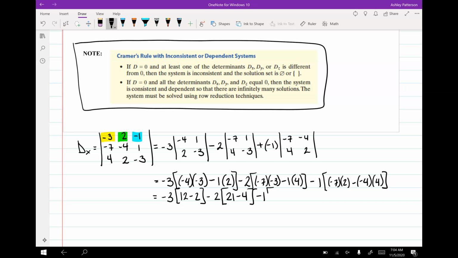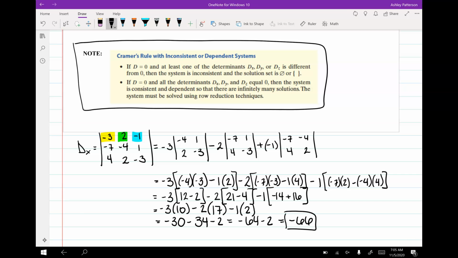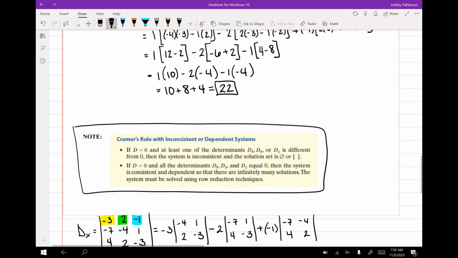Minus 1. And we get negative 14 plus 16. All right. Then have negative 3 times 10 minus 2 times 17 minus 1 times a positive 2. So negative 30 minus 34 minus 2. That leaves us with negative 64 minus 2, and negative 66 happens to be d sub x.